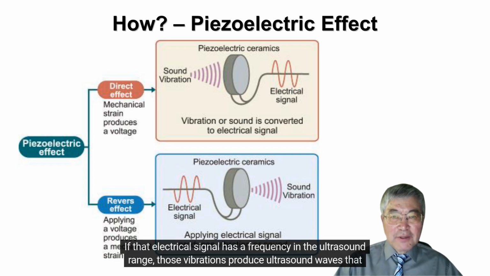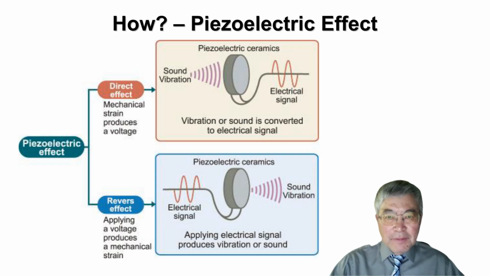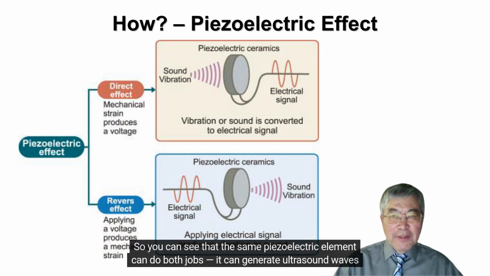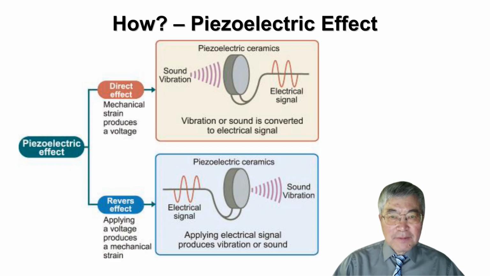If that electrical signal has a frequency in the ultrasound range, those vibrations produce ultrasound waves that propagate into the surrounding medium. So you can see that the same piezoelectric element can do both jobs. It can generate ultrasound waves and also detect the returning echoes.